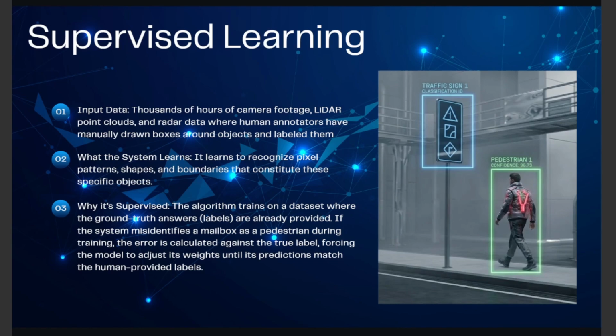The algorithm trains on a dataset where the ground truth answers, aka labels, are already provided. If the system misidentifies a mailbox as a pedestrian during training, the error is calculated against the labels, forcing the model to adjust its weights until its prediction matches the human-provided labels.